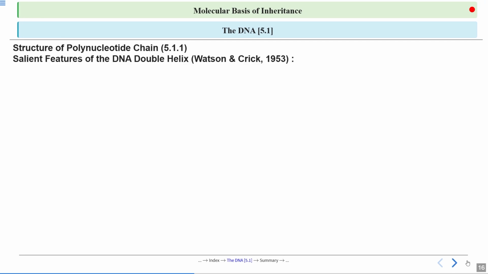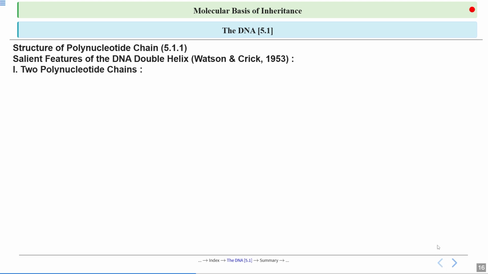Now, after seeing all of Chargaff's rule, we will talk about the DNA double helix structure which Watson and Crick gave in 1953. What are the features of that DNA double helix structure? From here you guys pay more attention because this is very important. So, what are the different features of that DNA double helix? Let's see, we will see one by one.